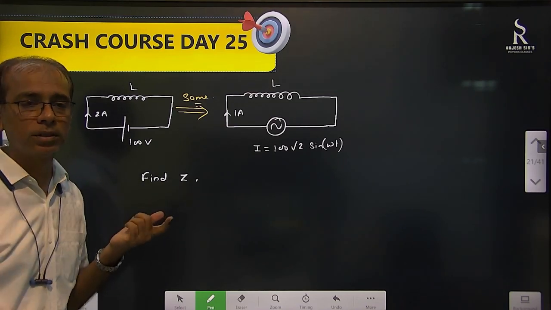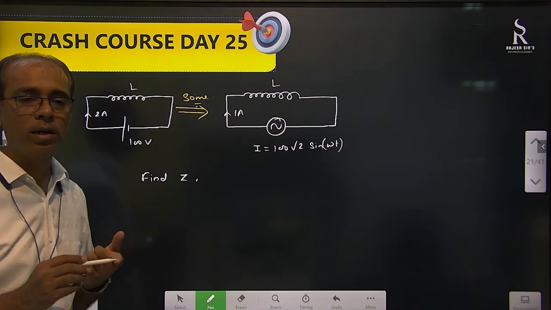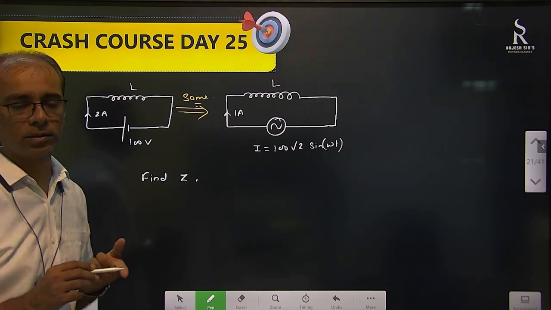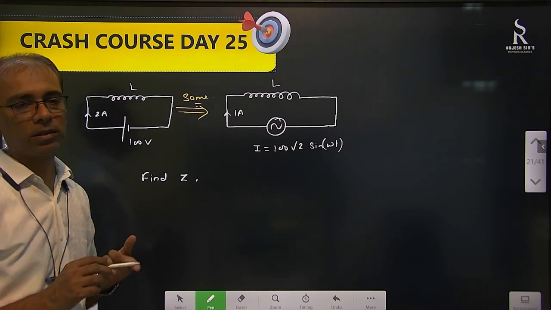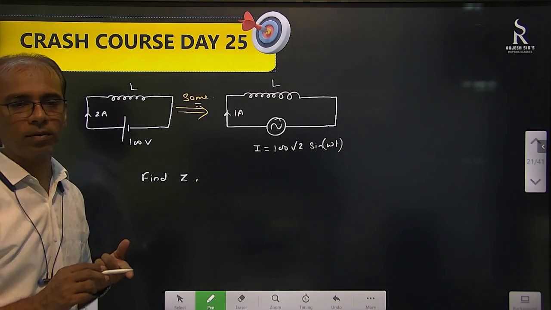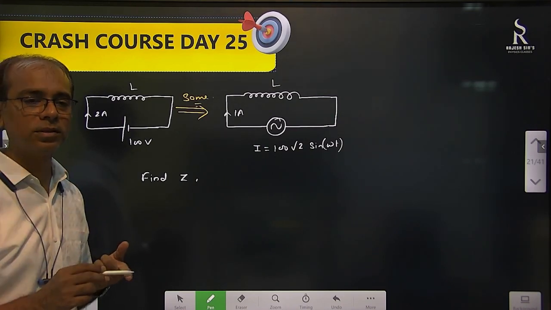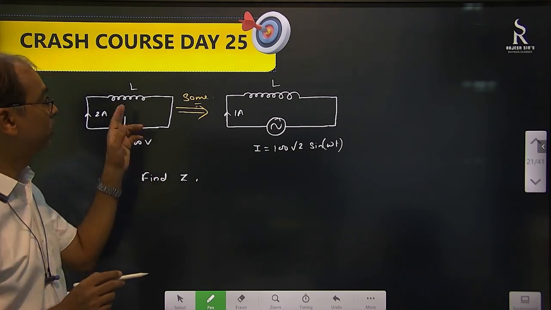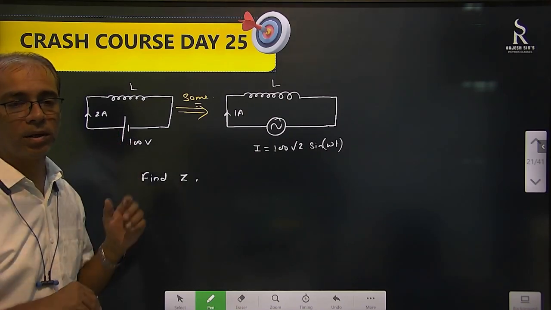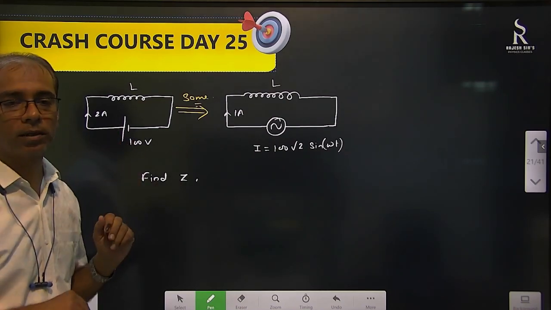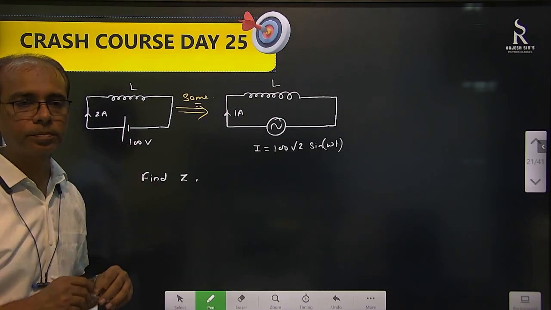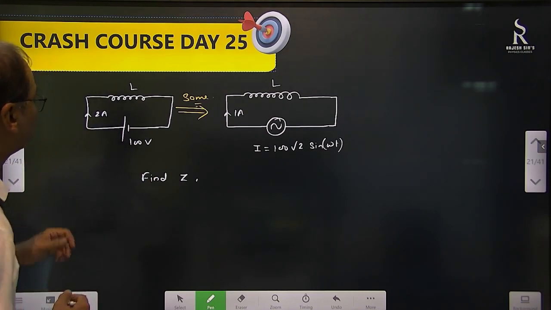As I told you yesterday, there are inductors which have resistance. Inductors must have resistance, but must a resistance have an inductor? No. So this definitely has resistance. That's why 2 ampere current is possible. Otherwise, if it's a pure inductor, it's not possible. So it definitely has resistance.